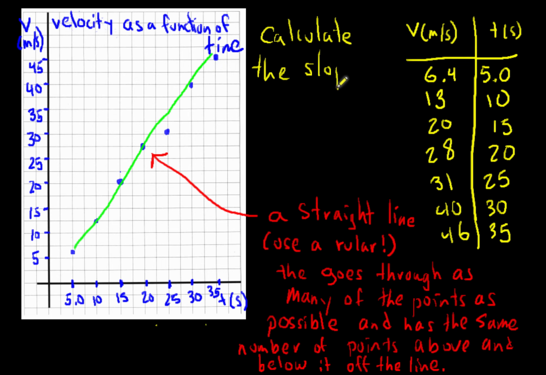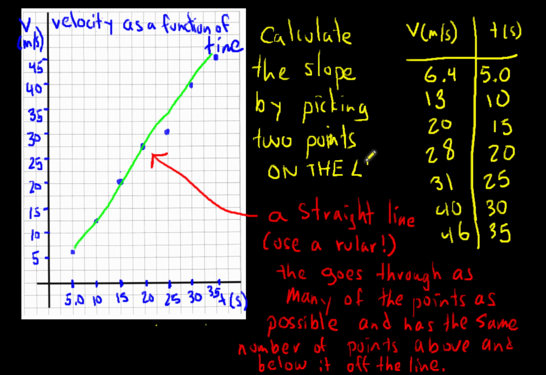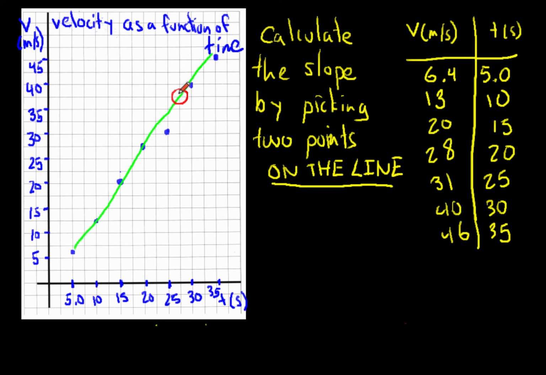Next, we calculate the slope of the best fit line. Make sure that you pick 2 points that are actually on the line. Don't use data points that you plotted but aren't on the line. Pick any 2 points that are on the line that you've drawn. I'm going to pick this point and label it 2, and this point and label it point 1. I chose these 2 points because they were on handy crosshairs for the graph.